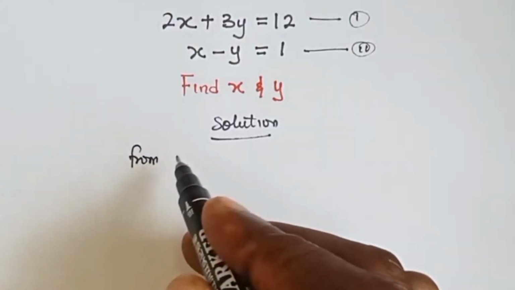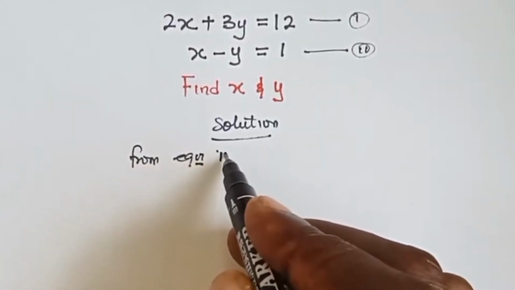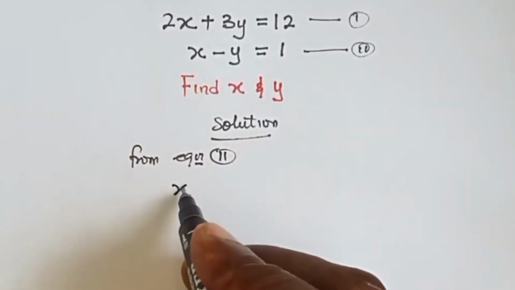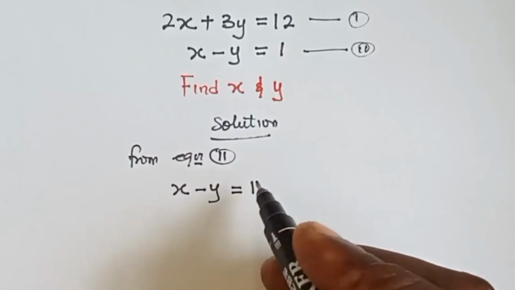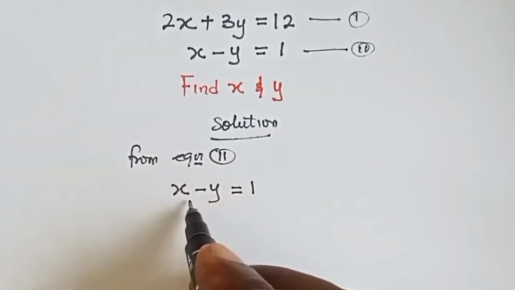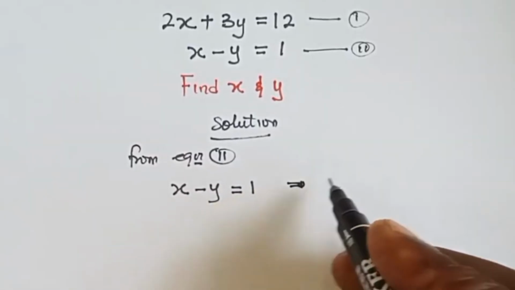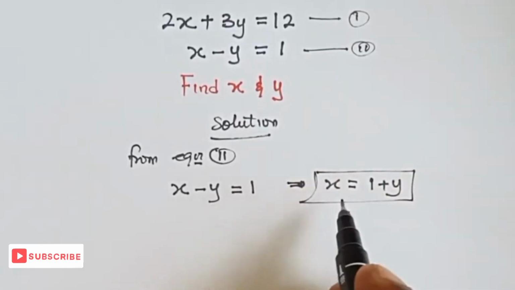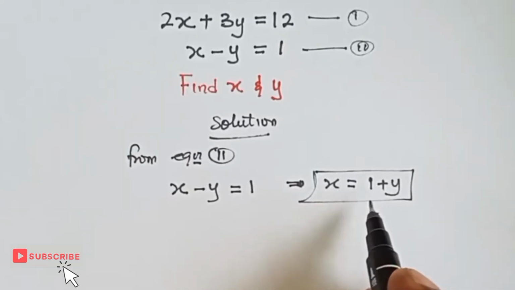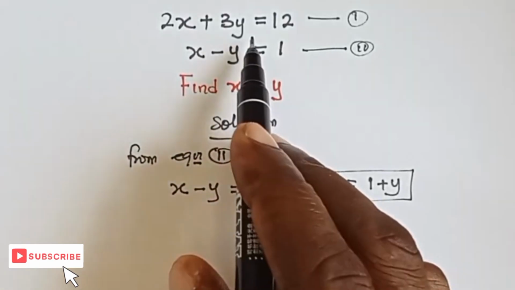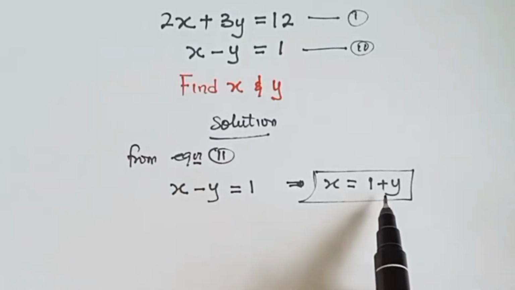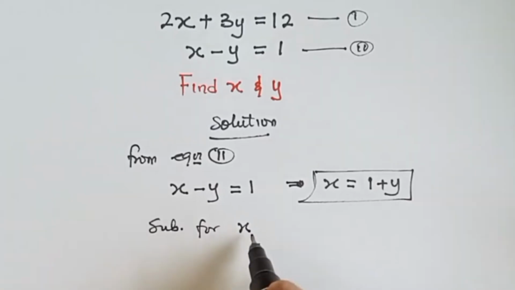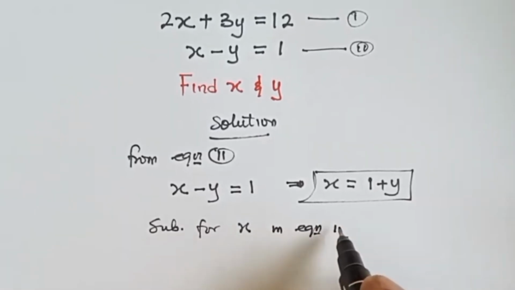Okay, from equation 2, I want to make x the subject of the formula. Equation 2 is x minus y equals 1, so x becomes 1 plus y. Okay, so x equals 1 plus y. So it means anywhere you see x in equation 1, you write 1 plus y. That means we substitute for x in equation 1.